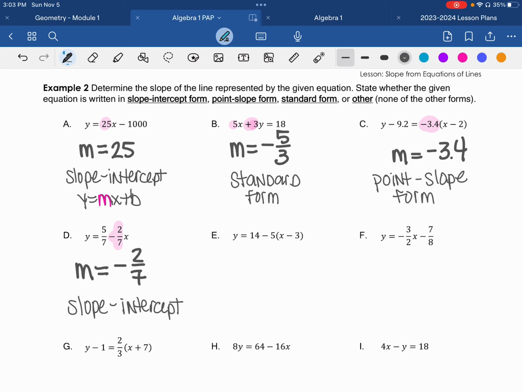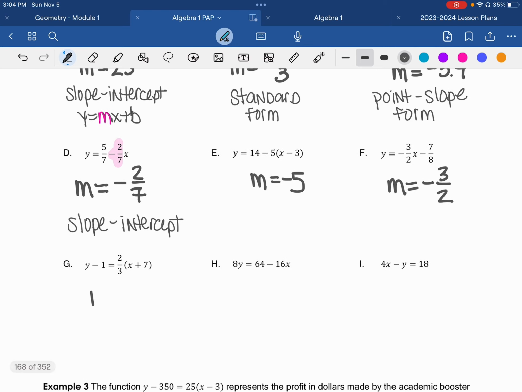Pause the video and see if you can find the slope in E, F, G, H, and I. All right, in E, the slope is going to be -5, and this is in an other form. It appears to be in point slope, but it is not because the y is by itself. For F, my slope is -3/2, and this is in slope intercept form. In G, my slope is 2/3, and this is in point slope form.